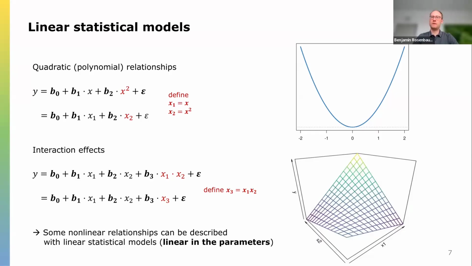Also, you can look at the 3D plot. This is not a kind of plane anymore because it's kind of warped. However, it is a linear statistical model because it's linear in the parameters. We can just define a third predictor, which is the product of the first and the second. And then this looks like a classical linear model.